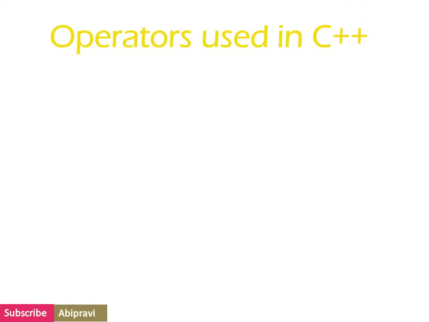Operators used in C++. There are six types of operators available in C++. Each operator is used for specific functions and purposes. They are arithmetic operators. Arithmetic operators are used to perform mathematical operations on data. These operators are under binary operators.